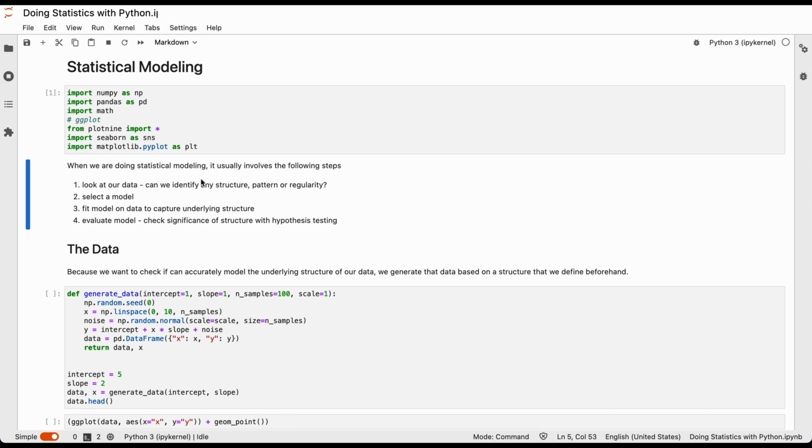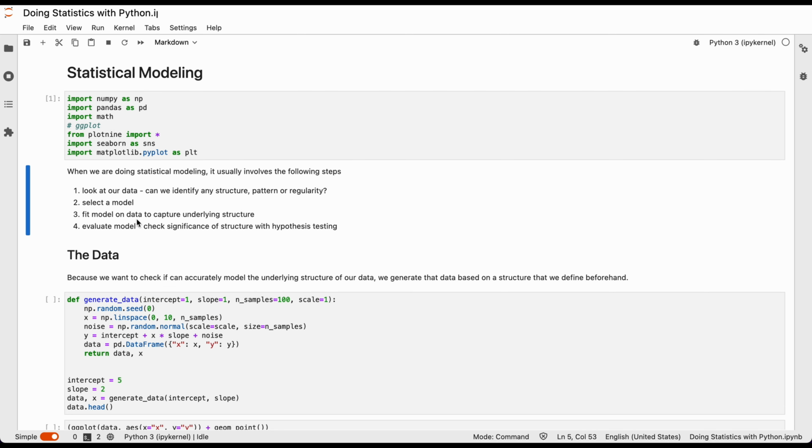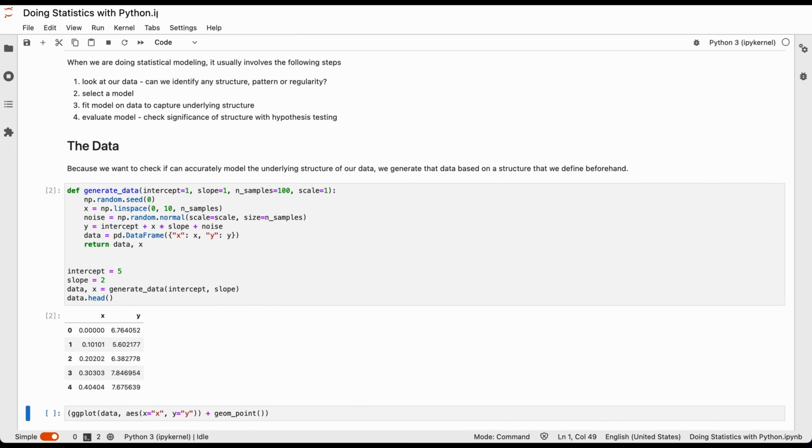When we're doing statistical modeling, it usually involves the following steps. First, we look at our data and see if there's any structure or pattern that we can identify just by looking at it. And if there is something that we can see, or maybe we still want to ask the question, if there is something that we don't see, then we go on to select a model. Then we fit the model on our data so that the model captures the underlying structure. And then in the final step, we evaluate our model to check if the pattern that we found or the relationship is actually significant. And this will be done with hypothesis testing.